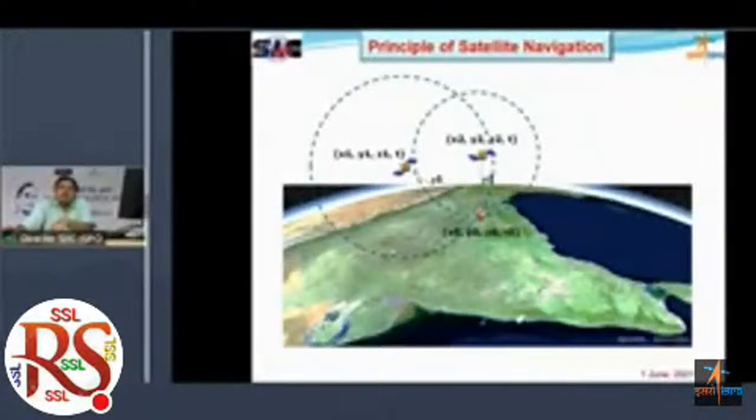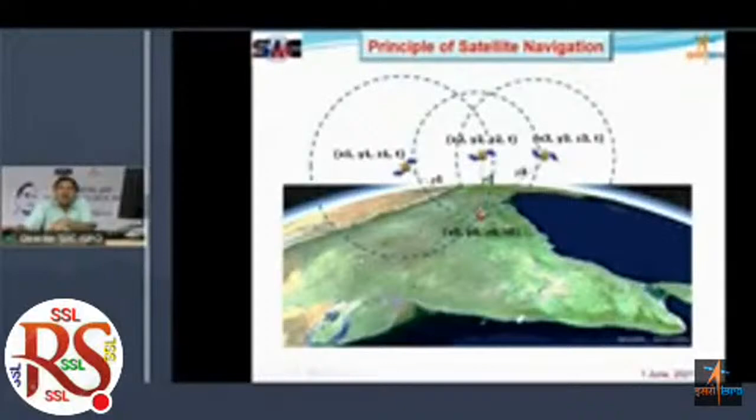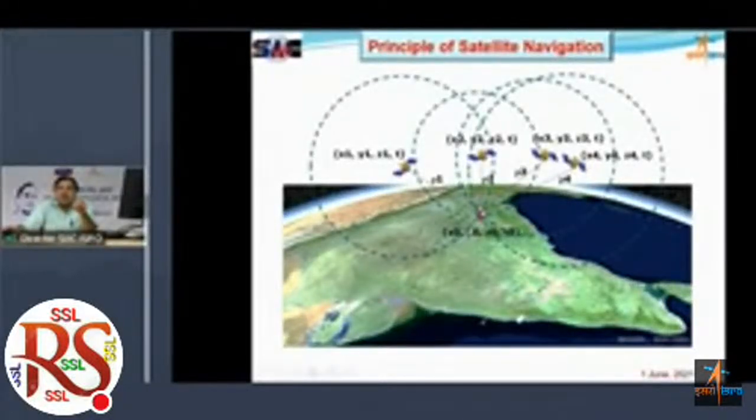Same way, to locate any place on the Earth, you need four types of information, or four variables, X, Y, Z, and T. So you need these three satellites. And then as I said, because timing information is also very critical, you need a fourth satellite. That will also aid in improving the accuracy of our estimation.